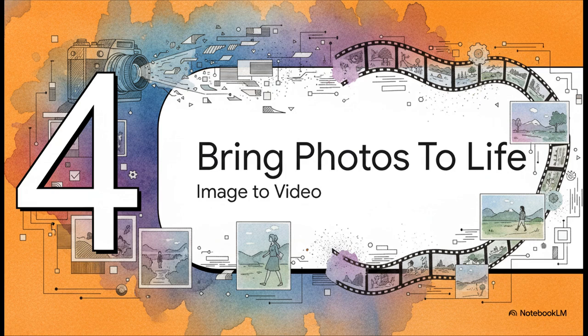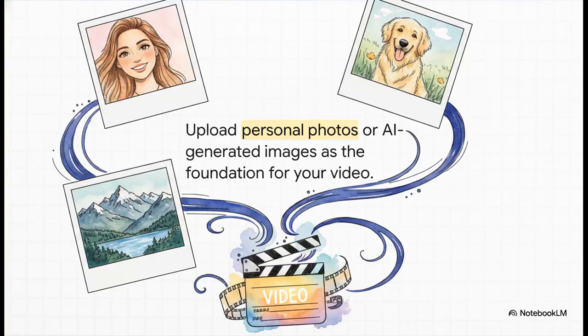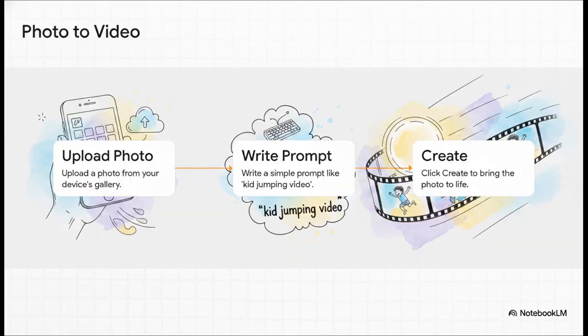Let's switch gears a bit for Section 4, bringing photos to life. You are definitely not stuck using generic, boring stock media here. You can actually upload your own personal photos, or even images you've generated in other AI art tools to use as the foundation for your video. A selfie, a picture of your golden retriever, a vacation snapshot, any of those can become the star of a dynamic, moving scene. Let's walk through the exact example provided in our source material.